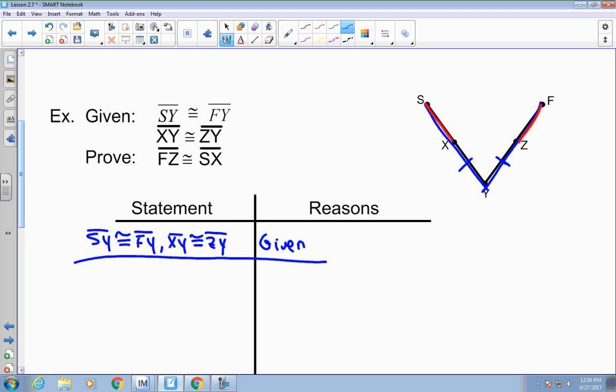And since we talked about taking away something that they shared, what do you think we need to do next? Can you take away in congruence? No, it has to be a math problem. So if it's in congruence and you're going to be adding, subtracting, multiplying, dividing, you need to change it to equality, okay? So I want to change both of these statements to equality statements. And how do you do that? Definition of congruent segments, right?